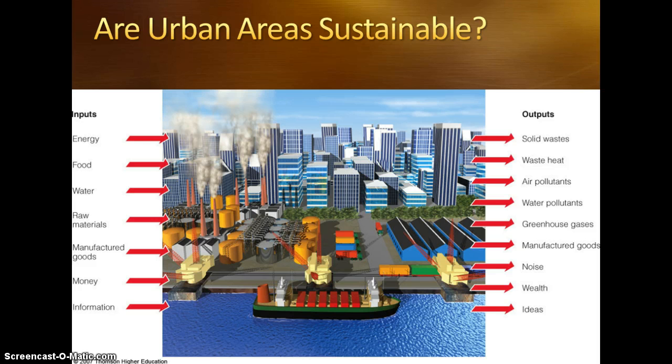So we mentioned that urban areas have high inputs. They have to input their energy, so their electricity, whatever their source is, whether it's coal or nuclear. They input their food because they don't have the farmland, usually water, raw materials, and then their outputs, all of the waste from that: waste heat, solid waste, air pollution, water pollution, and so on.